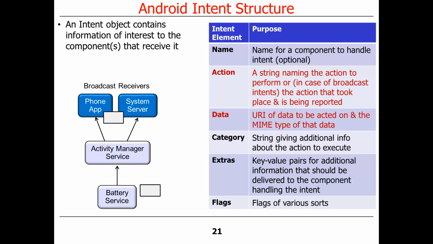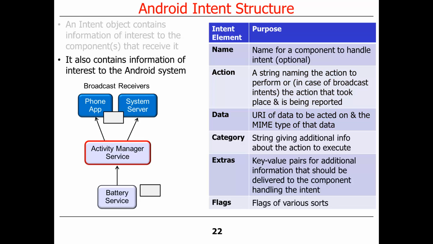Other examples, you say, edit this document, where the document is given as a path name to a file that's on the system. So once again, the action is edit, and the data is the document ID that you want to edit. And there's lots of other things along those lines. So those are some of the things that go into an intent.